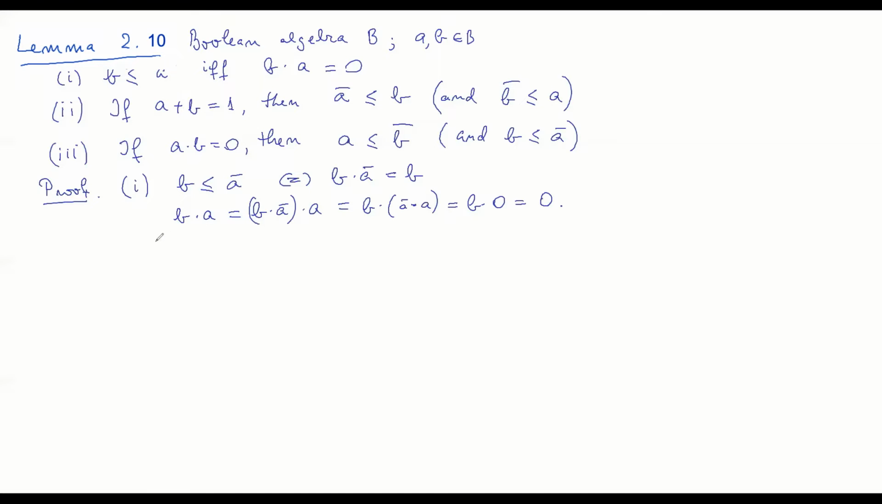On the other hand, if b times a is equal to 0, then b equals b times 1, and this is b times (a plus a bar), and this is ba plus b a bar, and this is equal to b a bar, because ba is 0 based on our assumption, which implies that b is smaller than or equal to a bar. So that establishes the first property.